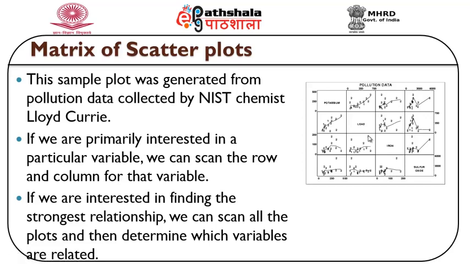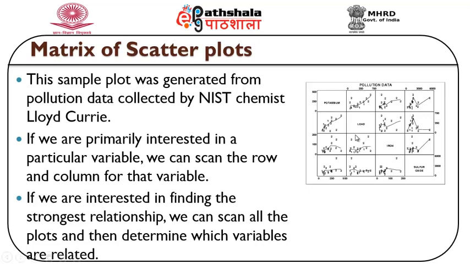If you look at this scatter plot, the data is pollution data, wherein you can look at the type of pollution that is available, say the lead or the potassium or the iron or the sulfur dioxide, which is represented in the matrix of scatter plots. This sample scatter plot was generated from the pollution data, which was collected by the NIST chemist Lloyd Currie.